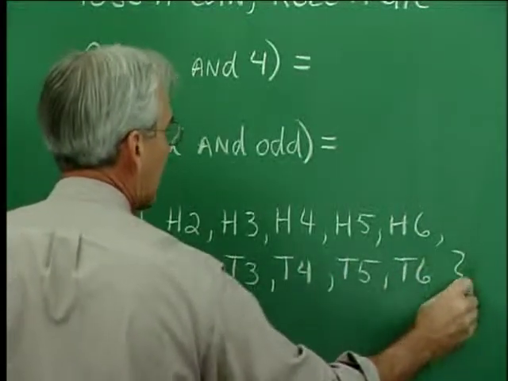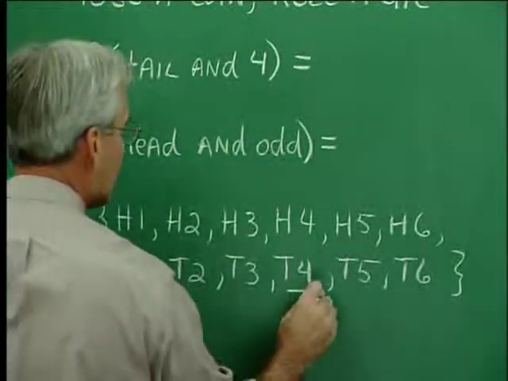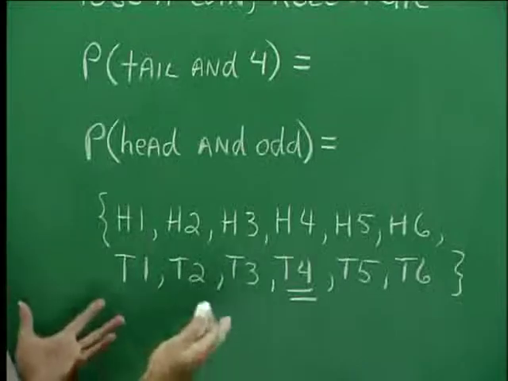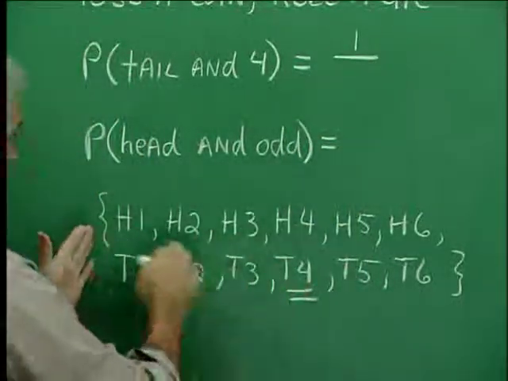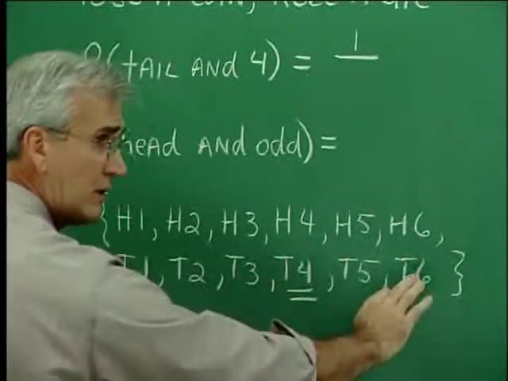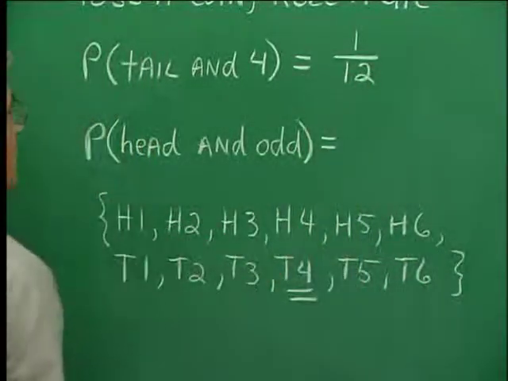Now what we're talking about in this problem, the probability of tail and 4, is the probability of this item, that one single item. So there's only one way to do that. Out of the possible outcomes, that's all the items in the sample space. There are 12 of them, so the probability is 1/12.